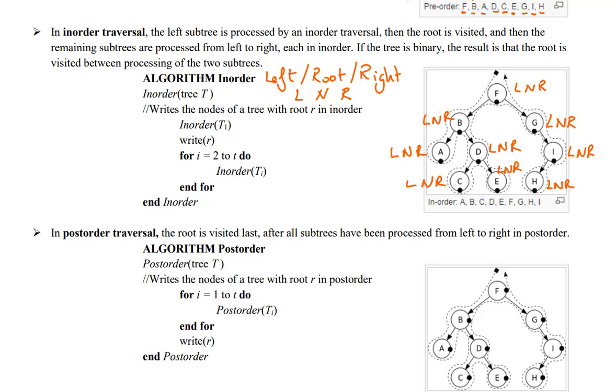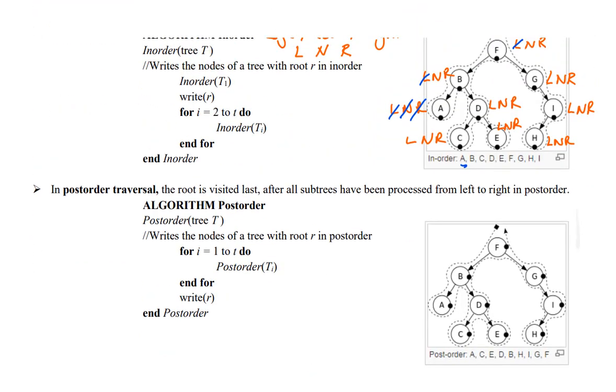And now we go from here, we go left. And a B, and then it says go left. And A, it says go left, but there is no more left. I'm done. Then finally it says copy the node A. So here we copy A. And it says go right, but there is no right.